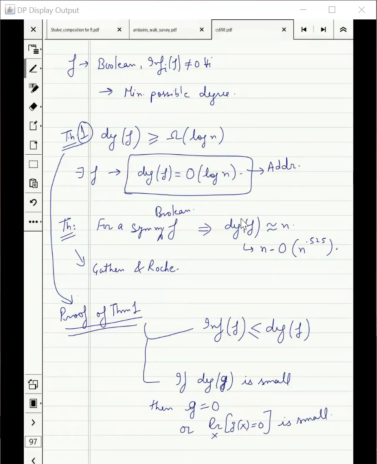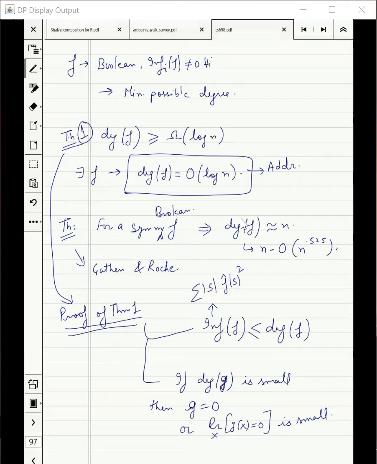Let's just go over these two ideas. First is a very mathematical Fourier expression thing. Influence of f is less than or equal to degree of f. How many people already see the proof of this? How many people see the proof now? Yeah, I can see that. Right? So can you tell me why?